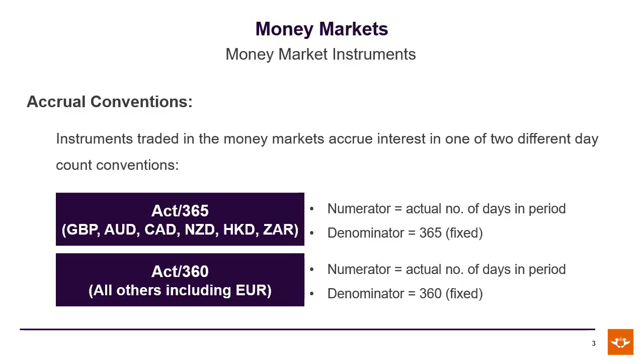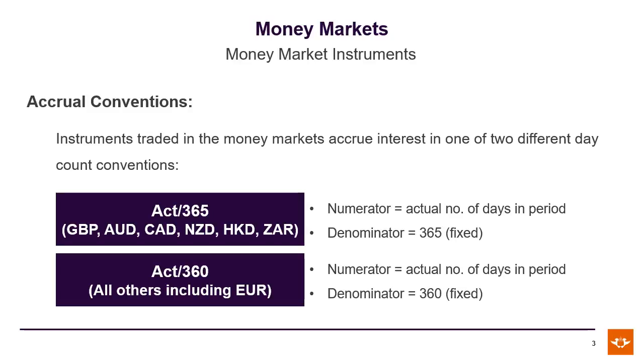We are moving now into looking at money market instruments in more detail. However, before we move on to that, we have to talk about something called accrual conventions. Depending on where your money market instrument is issued, there is a different day count convention used to calculate the accrual for interest purposes. So they accrue interest in one of two different day count conventions.